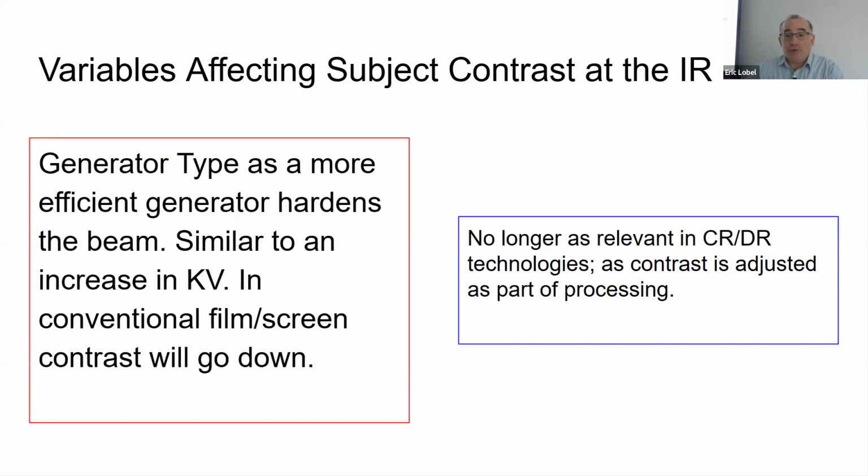So generator, we talked about. It's kind of similar to KV in a way: when you go to a more efficient generator, you typically don't need as much KV, right? Which will also cut the dose.